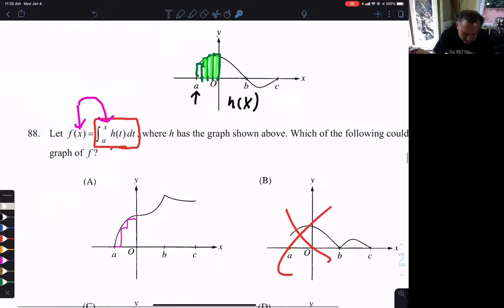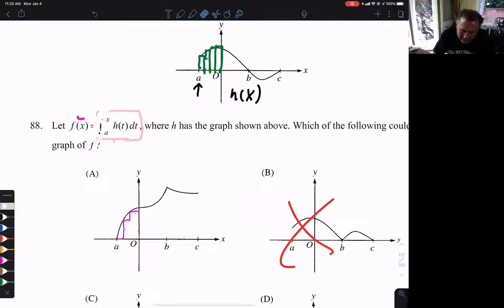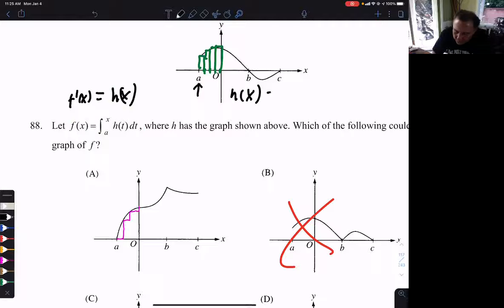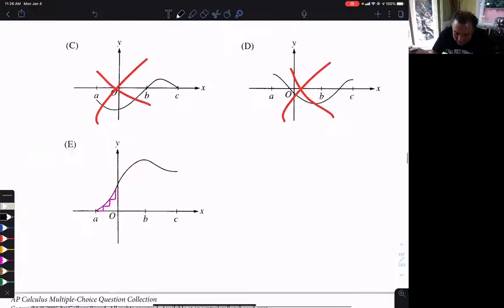Now, here's an easier way to do it. So for those of you who like seeing easier ways, check this out. Are you ready? I can take the derivative of this. F prime of x equals h of x. This is the fundamental theorem. If I take the derivative of both sides, the derivative of an integral from a constant to x, you just plug x in, right? So technically, this is f prime of x. And these are f of x. Right? Okay.